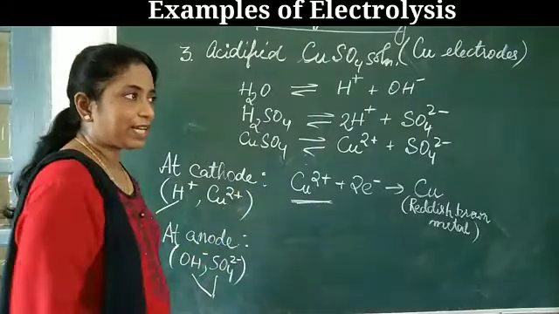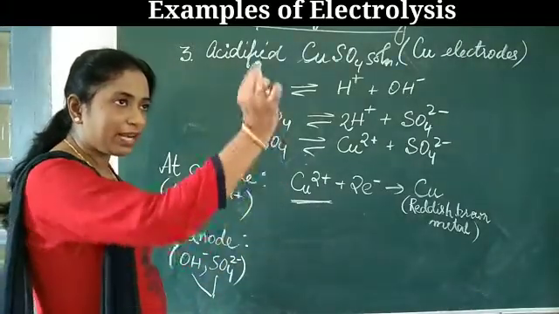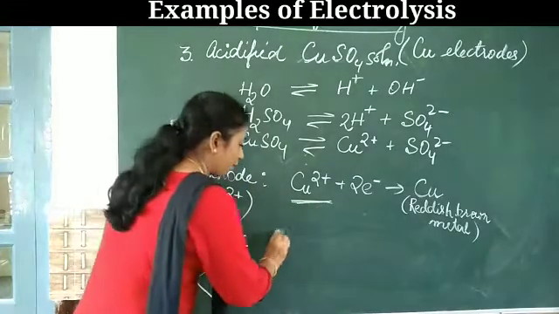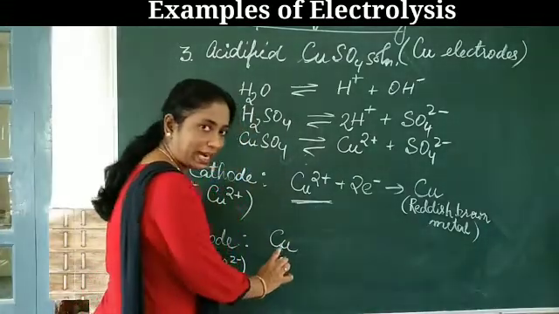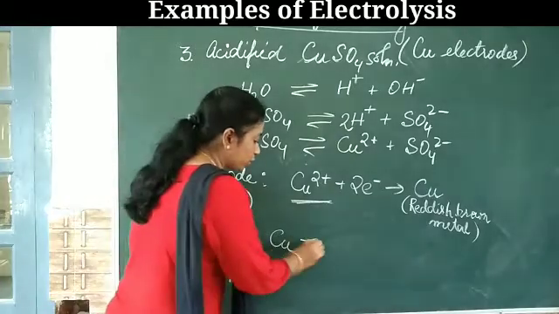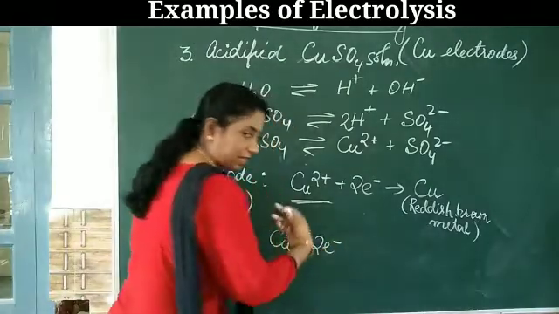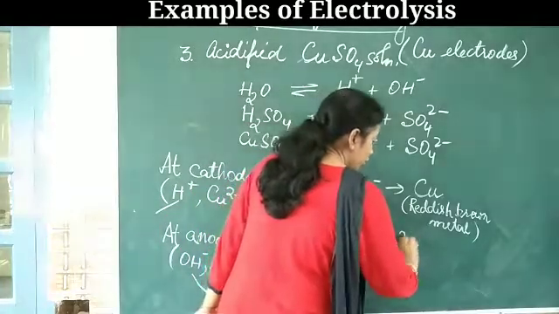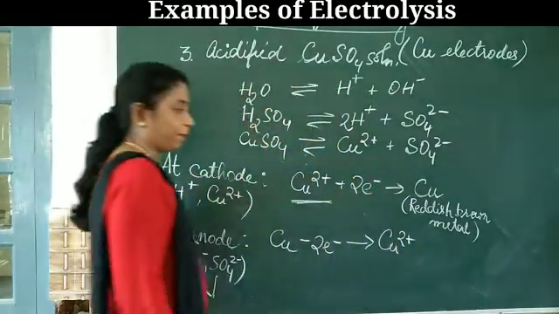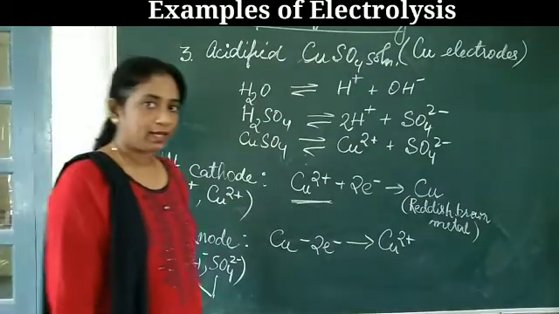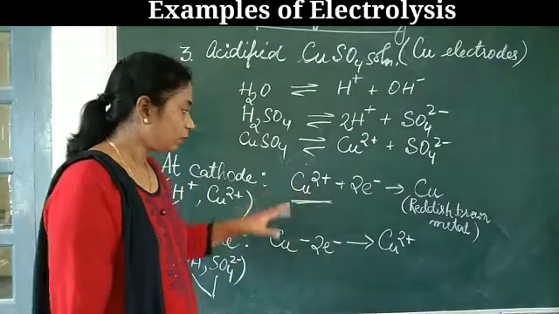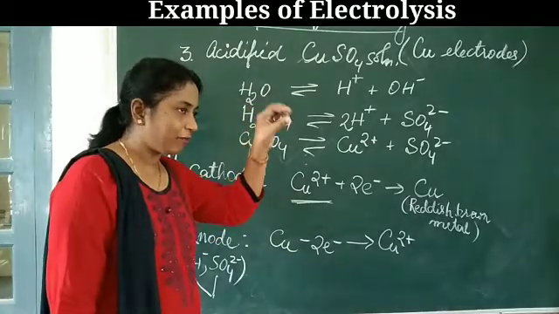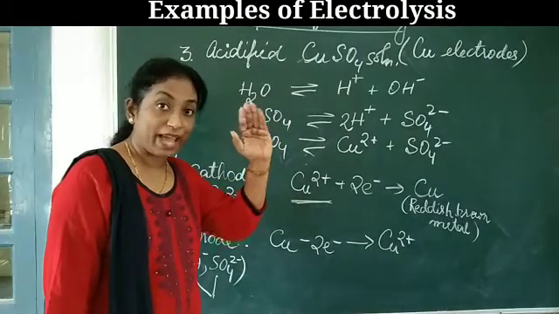Anode will take part in the reaction means what? From the copper electrode, the atom of copper Cu in the atomic state will lose 2 electrons, will give up 2 electrons and become what? Cu2 plus. Okay? So, what happens here? One by one the atoms will come out from the electrode, from the anode.